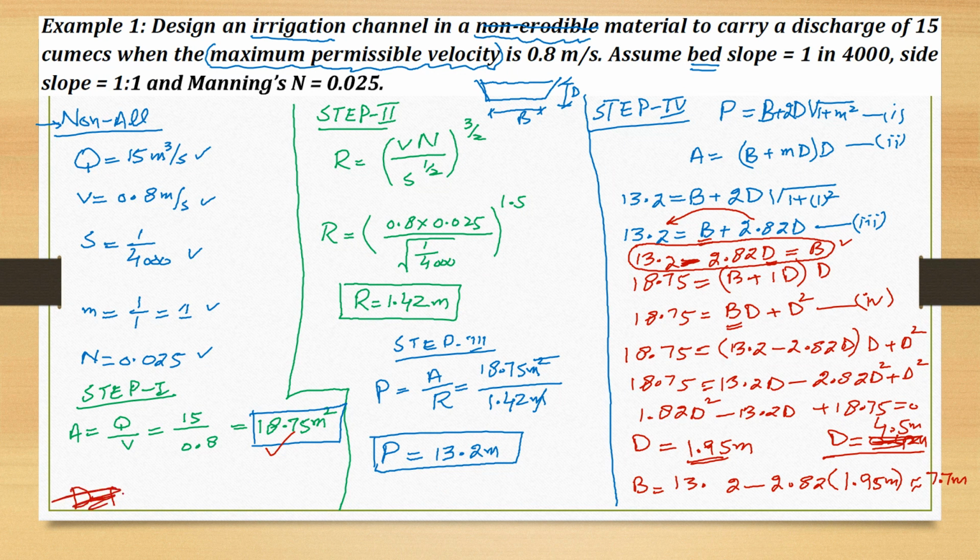So simply you can say that D is equal to 2 meters and the breadth of the channel is equal to 7.7 meters. So our design is complete, because our main purpose was to design the channel to determine both values B and D. So in every design procedure, we will be interested in D and B.